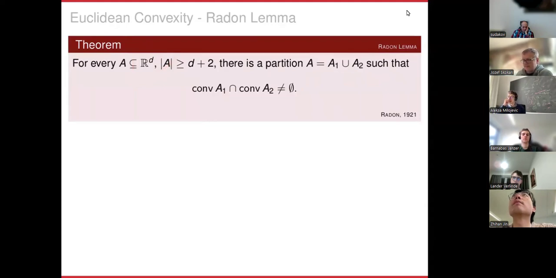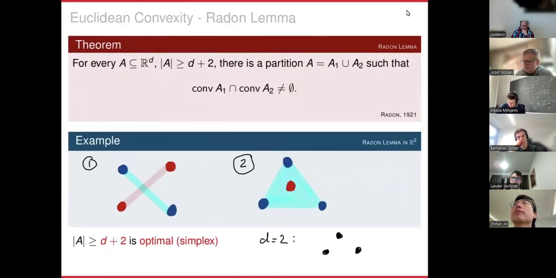And the lemma says that if we take any set of at least d plus 2 points in R^d, then there must be a partition of these points into two sets, A1 and A2, such that their convex hulls intersect. Okay, so this is a statement proved by Radon in 1921. And here is an example of why this works in R^2. If you have 4 points in R^2, they are either in a convex position, and then over here we see the decomposition. So we take the two diagonals of this convex polygon, and they must intersect. Or these 4 points are not in a convex position, but then one must be in the convex hull of the remaining three.